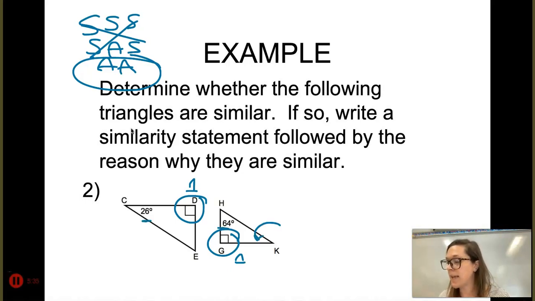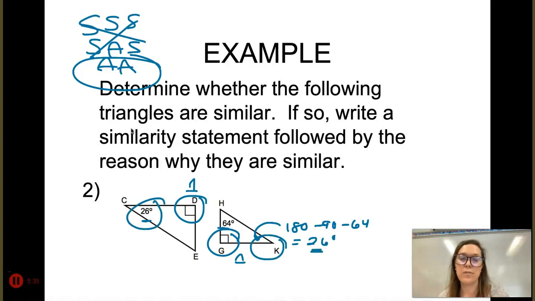But I can find K by doing 180 minus 90 minus 64, which is 26 degrees. And 26 does match up with this 26. So I do have 2 sets of congruent angles. The thirds technically would then also match up with each other, but I don't need that. So I'm done. So yes, they are similar.